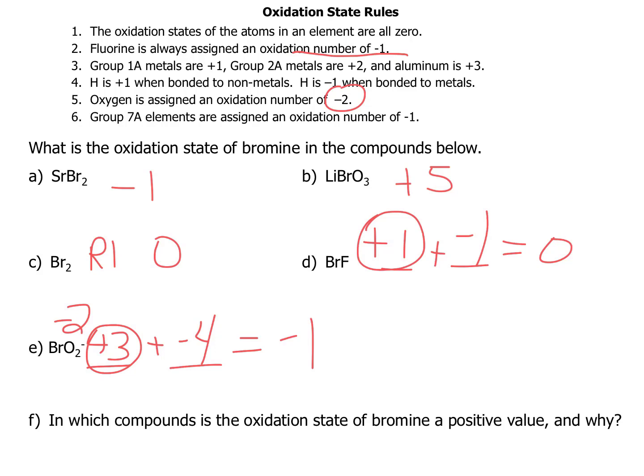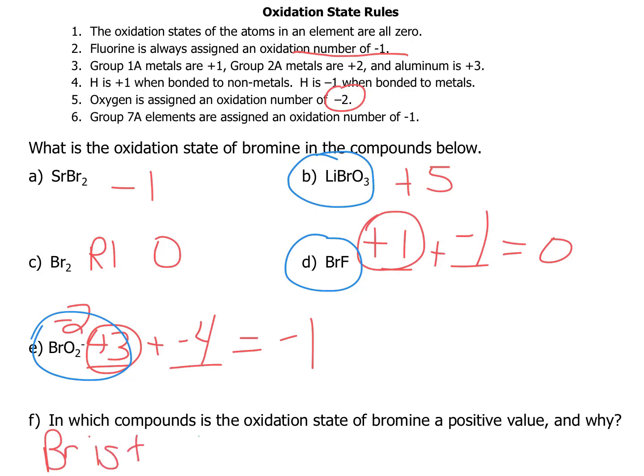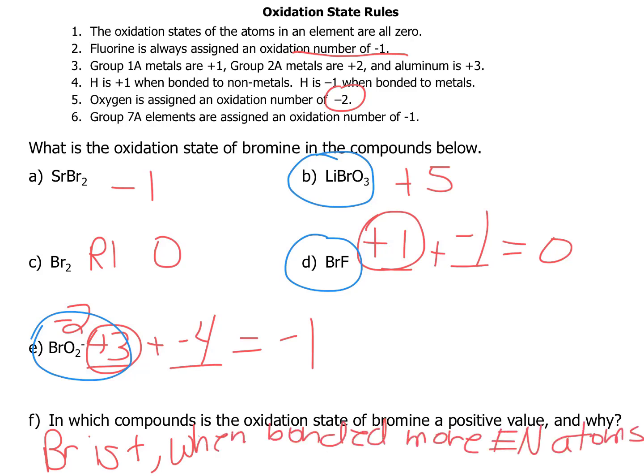The last question asks us, in which compounds is the oxidation state of bromine a positive value and why? Well, if we look at where the bromine is a positive value, we can see that it is in compound B, in compound D, and in compound E. So we can determine that bromine is positive in oxidation state when bonded to more electronegative elements. And that's all there is to this problem.